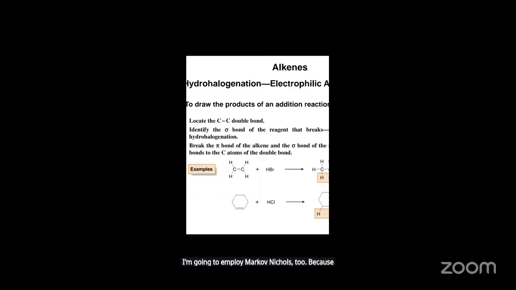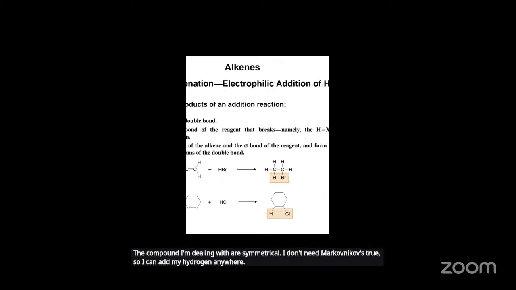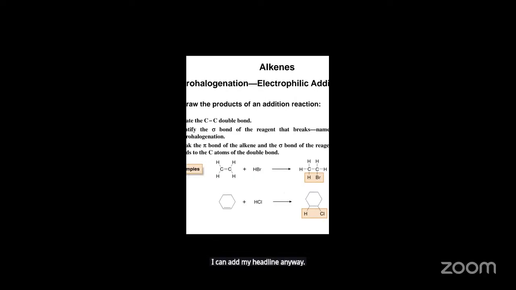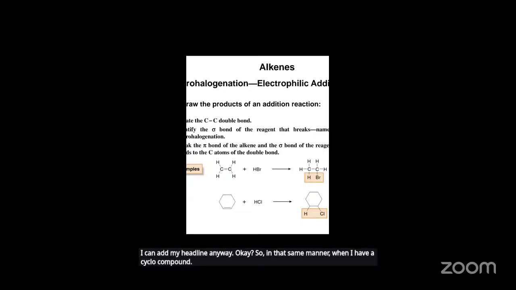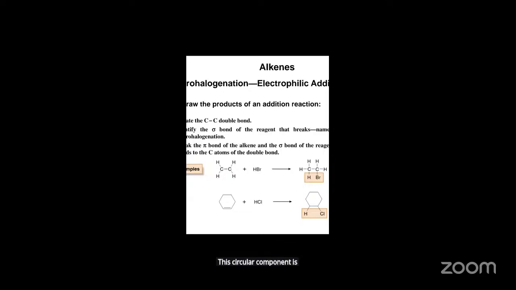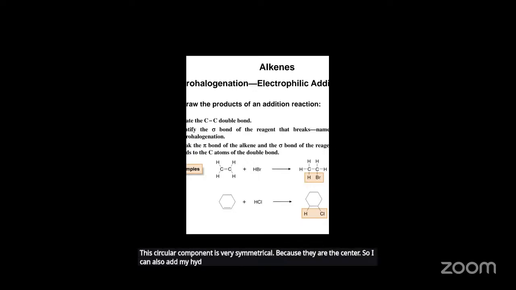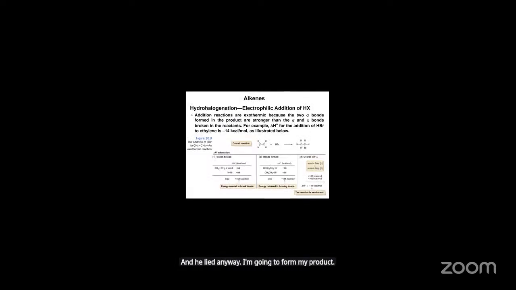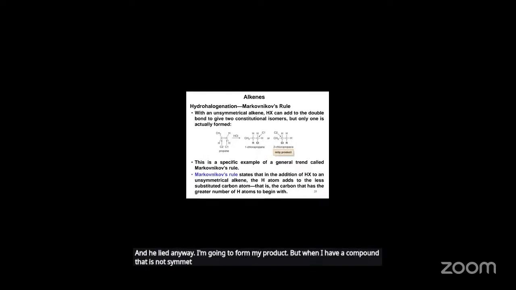But in this reaction, the compound I'm dealing with is symmetrical, so I don't need Markovnikov's rule. I can add my hydrogen anywhere, and I can add my halide anywhere. In the same manner, when I have a cyclo compound, it is very symmetrical because the double bond is at the center. So I can also add my hydrogen anywhere and halide anywhere to form my product. But when I have a compound that is not symmetrical, that is when I talk about Markovnikov's rule.